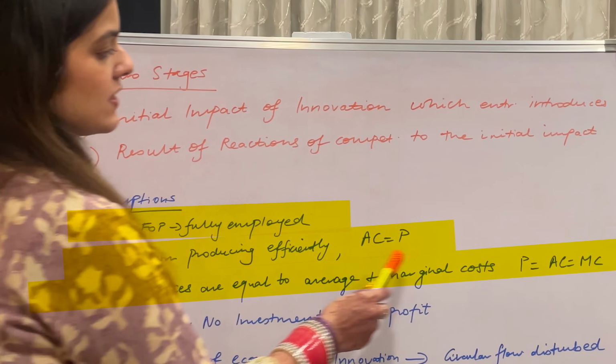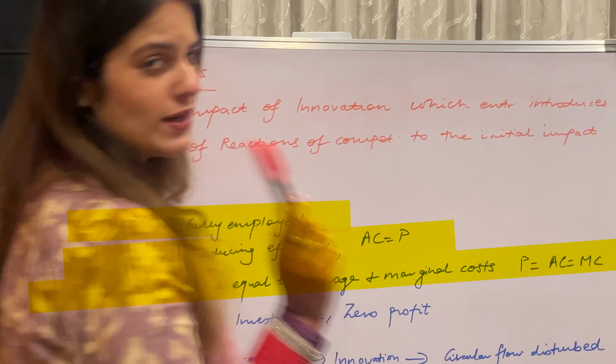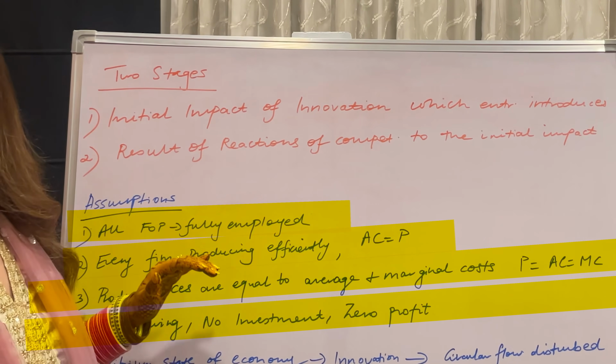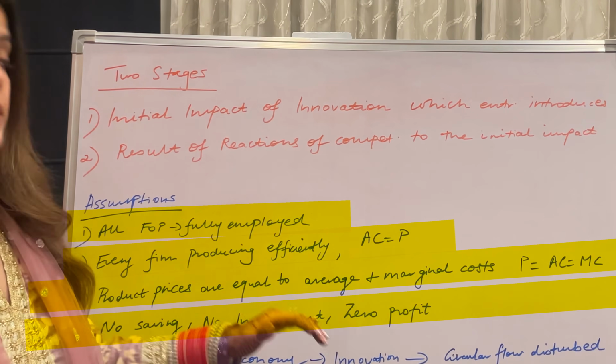So just remember, AC is equal to P, P is equal to AC is equal to MC. So that way it's easy and faster for you to learn. There are no savings in the economy. That means there is no investment, which means the profit is zero.